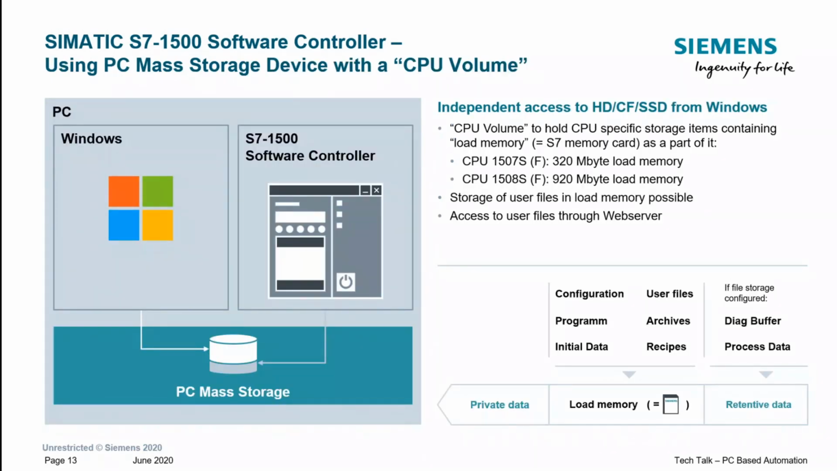Now, we talked about large amounts of storage. So what we can do with the software controller is have an area of the Windows hard drive dedicated for the storage of things like user files. So if we're using the function blocks inside the PLC to read and write data to the simulated MC card as such, we can do that. The actual program itself lives there, the archives and the recipes, and we can store all these on the hard drive of the computer itself, giving ourselves a much larger area for storing data from the control system program.